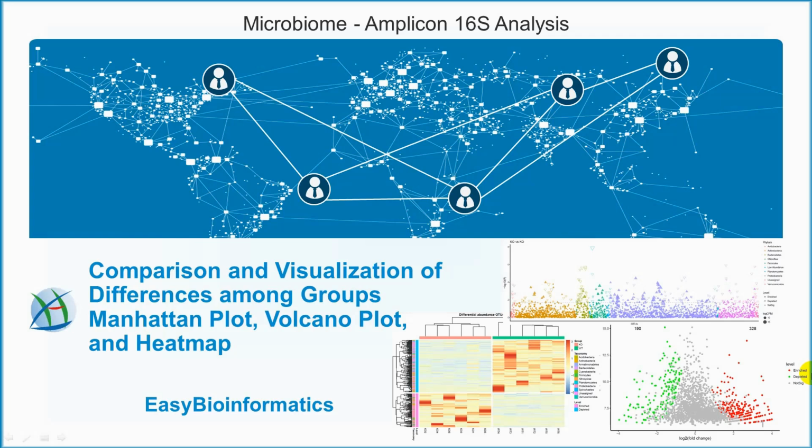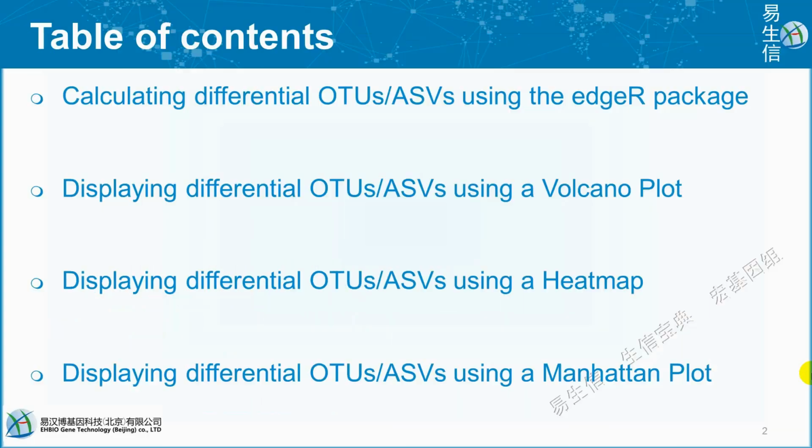In this section, we're going to discuss comparison and visualization of differences among groups by drawing Manhattan plot, volcano plot, and heat map. The table of contents for this discussion is calculating differential OTUs or ASVs using the edgeR package, displaying differential OTUs or ASVs using volcano plot, displaying differential OTUs or ASVs using heat map, and displaying differential OTUs or ASVs using Manhattan plot.